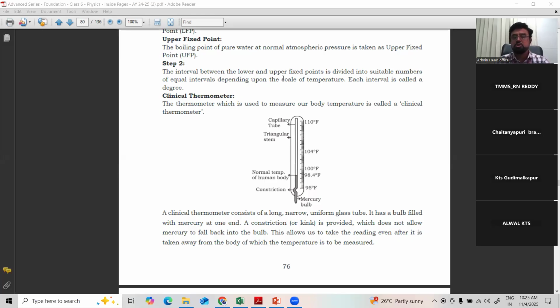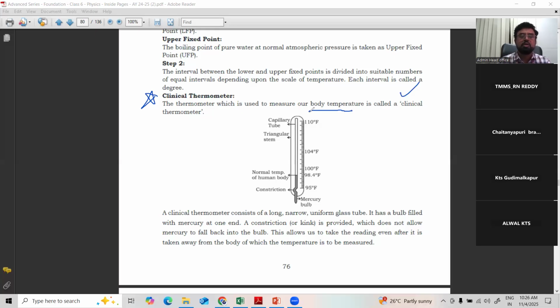So we made the thermometer and we made the calibration also. Then we'll see one example. The clinical thermometer is what we use for measuring our body temperature. It is one kind of thermometer. The thermometer which is used to measure body temperature is called a clinical thermometer. See here.